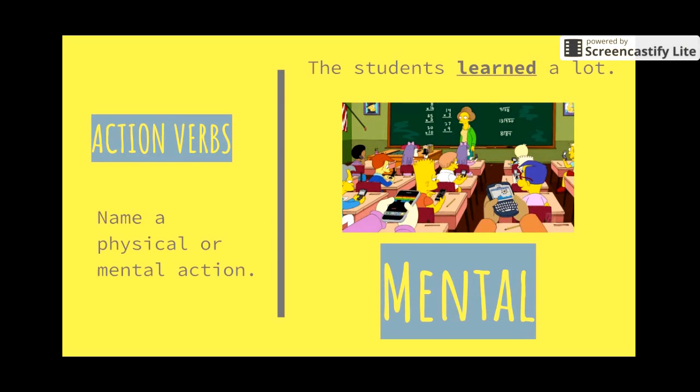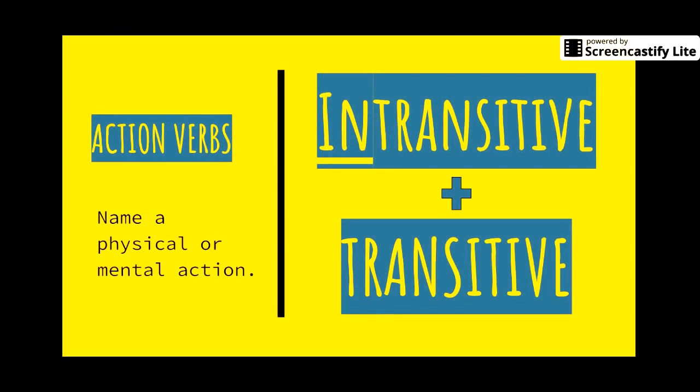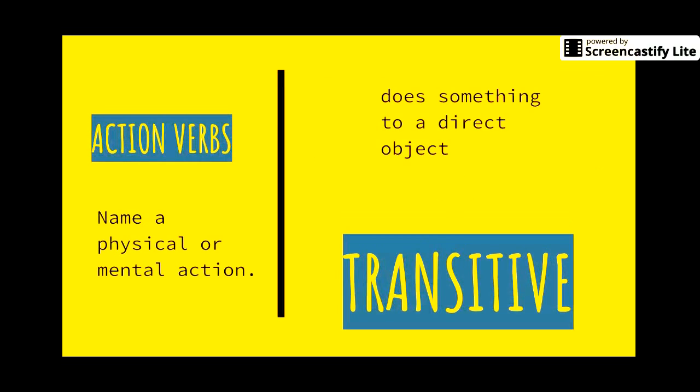There are actually 2 types of action verbs. There are intransitive and transitive. Let's start by talking about transitive verbs. I don't want you to be intimidated by this word transitive. It just means that the action verb does something to a direct object. We haven't talked about direct objects yet, but we'll get there.